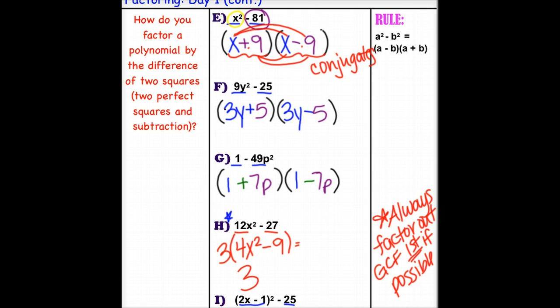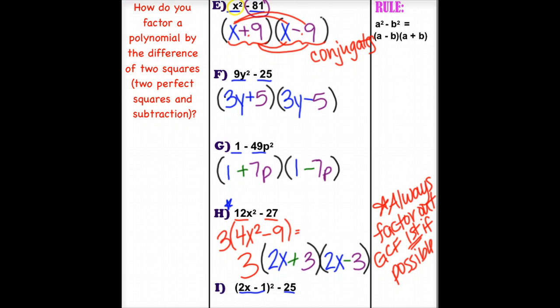And then when I go to factor, I get the square root of 4x squared, which is 2x. And then I have a plus and a minus, and the square root of 9 is 3. Moving on to the last problem.